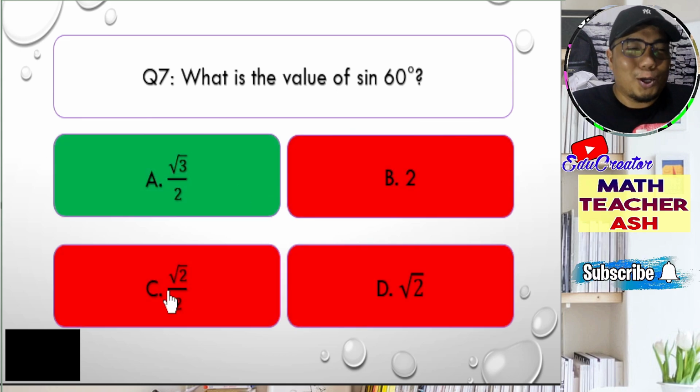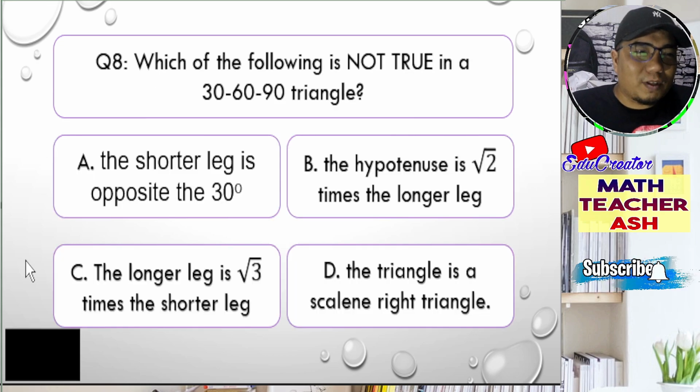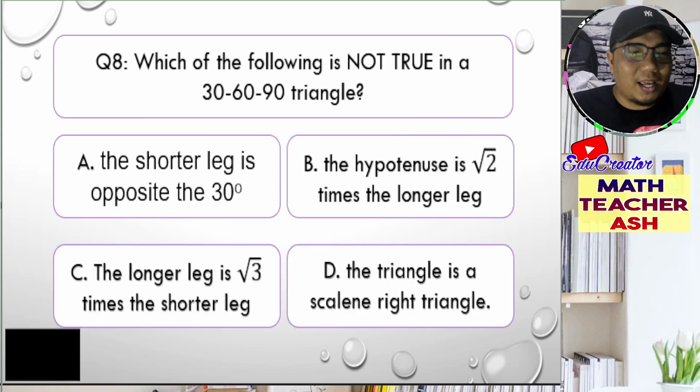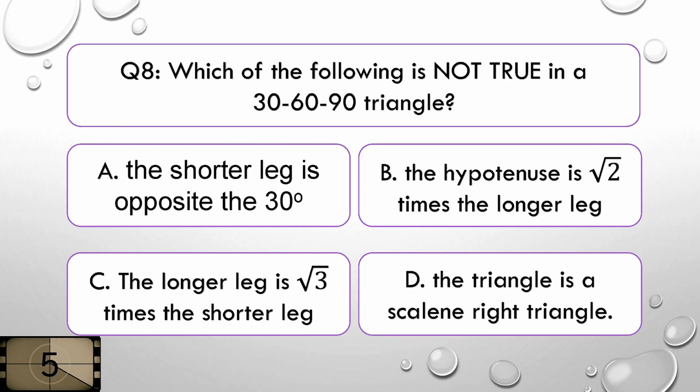Now let us go to question number 8. Which of the following is not true in a 30, 60, 90 triangle? A. The shorter leg is opposite the 30-degree angle. B. The hypotenuse is square root of 2 times the longer leg. C. The longer leg is square root of 3 times the shorter leg. Or D. The triangle is a scalene right triangle. I'll give you 5 seconds to think about your answer.